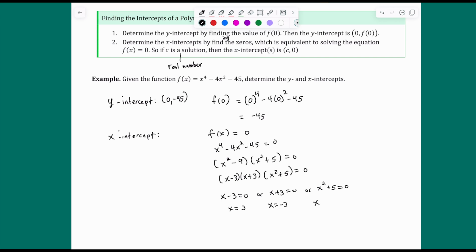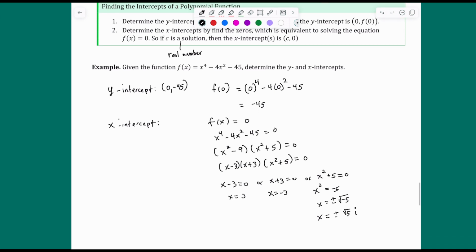All right, so this would say x equal to 3 is a solution, x equal to negative 3 is a solution, but x squared equals negative 5, or x is equal to plus or minus the square root of negative 5, which gives us x equal to plus or minus the square root of 5 times i. It's an imaginary number. And so what are my x-intercepts? Well, the imaginary numbers don't correspond to x-intercepts, but my x equal to 3 and x equal to negative 3 do. So I would have 3, 0 and negative 3, 0 as my intercepts.